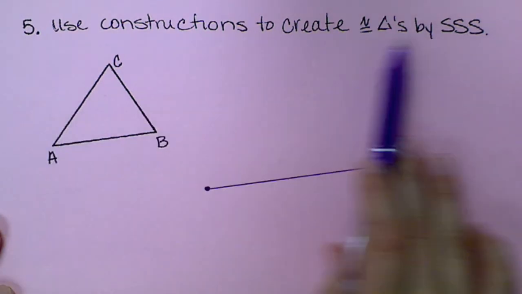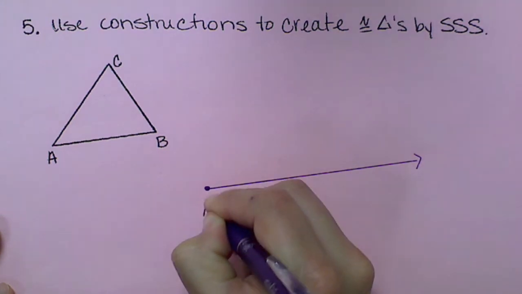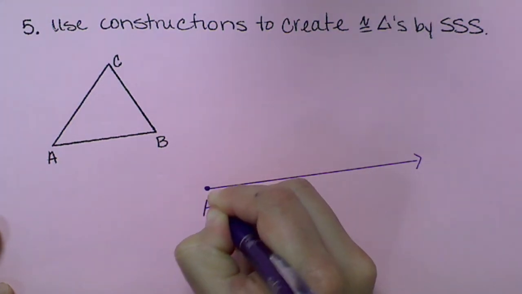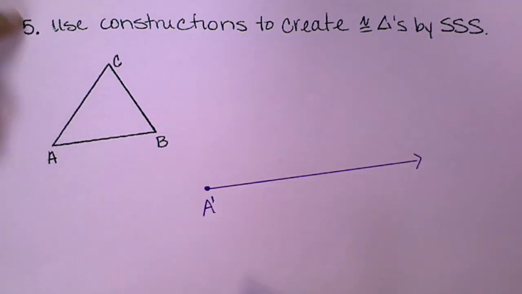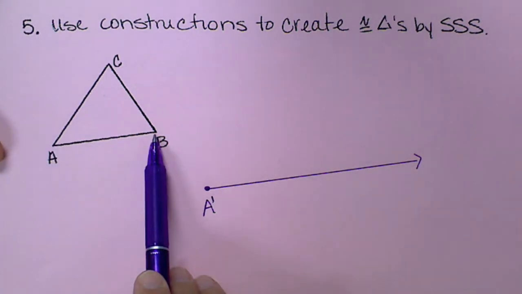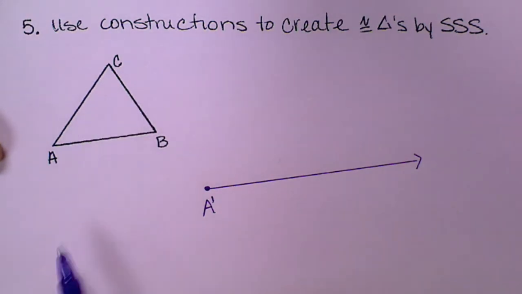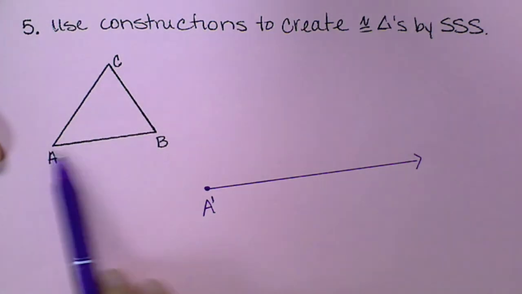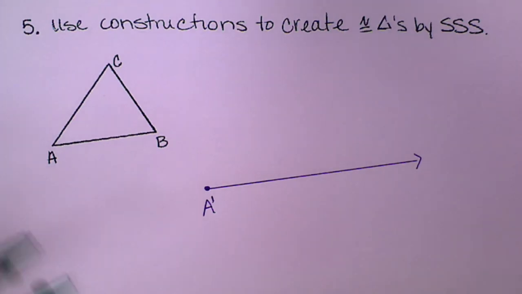Because I'm creating a congruent triangle, we're going to mark this point as A prime by putting an exponent of 1 there. It is considered A prime. So just like creating our congruent segments in our triangles, we have to have 3 segments to make a triangle, and our first step would be to measure this first segment, AB.